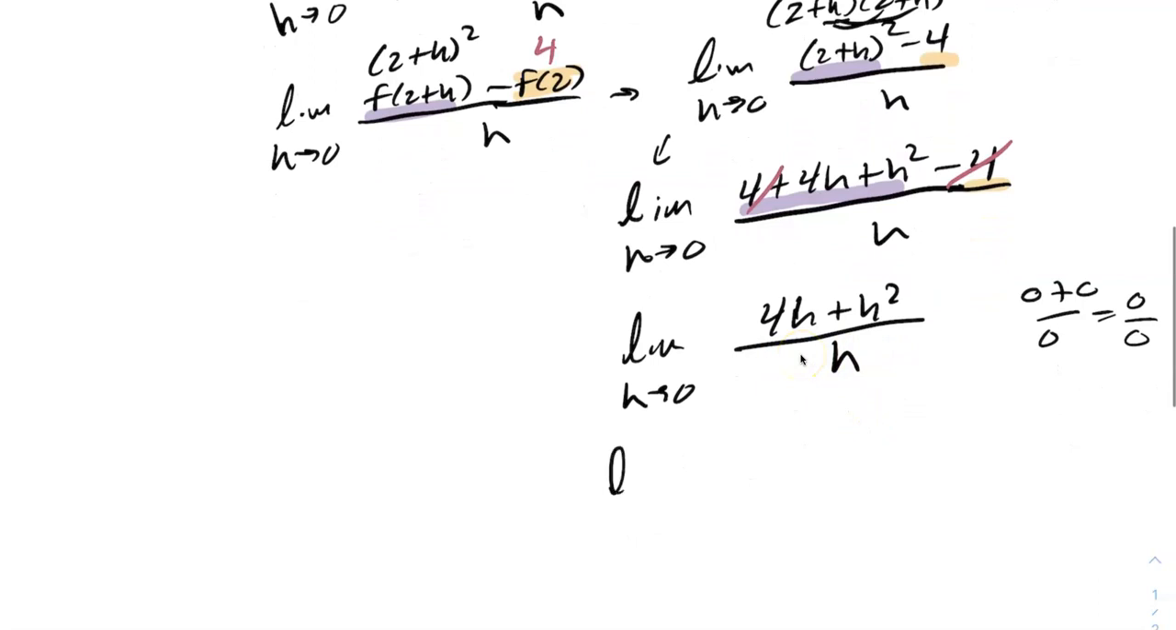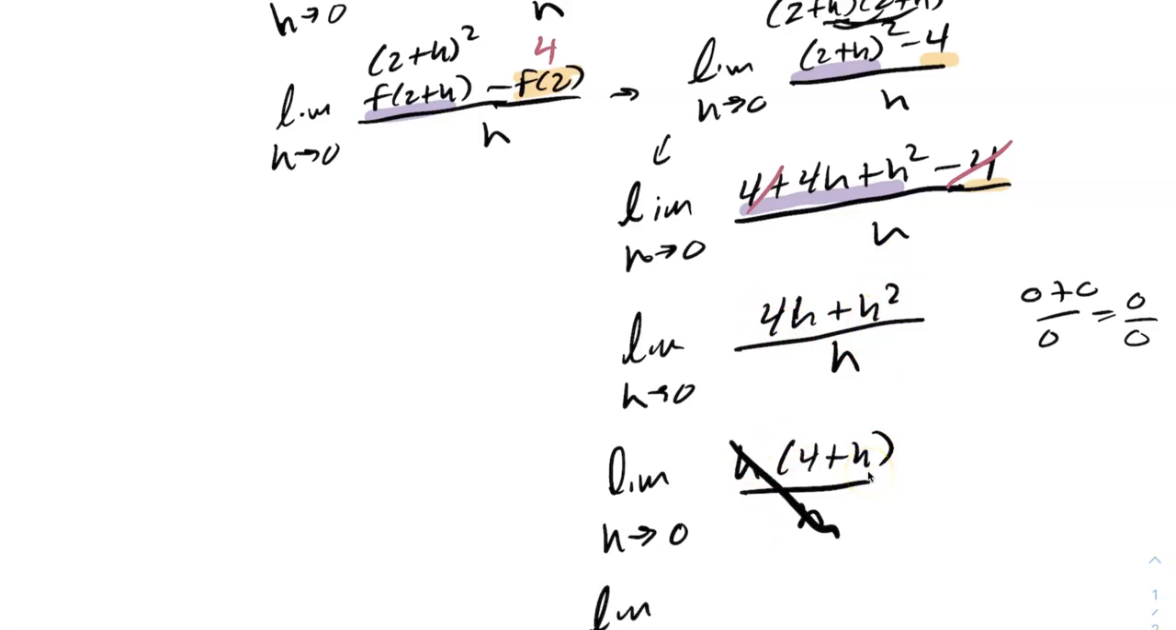So let's do that. Limit, as h approaches 0 of h times (4 plus h) over h. Right? I factor out an h, they both had one. I get this. I'll put the 4 plus h inside. These cancel out, and I get the limit as h approaches 0 of 4 plus h.